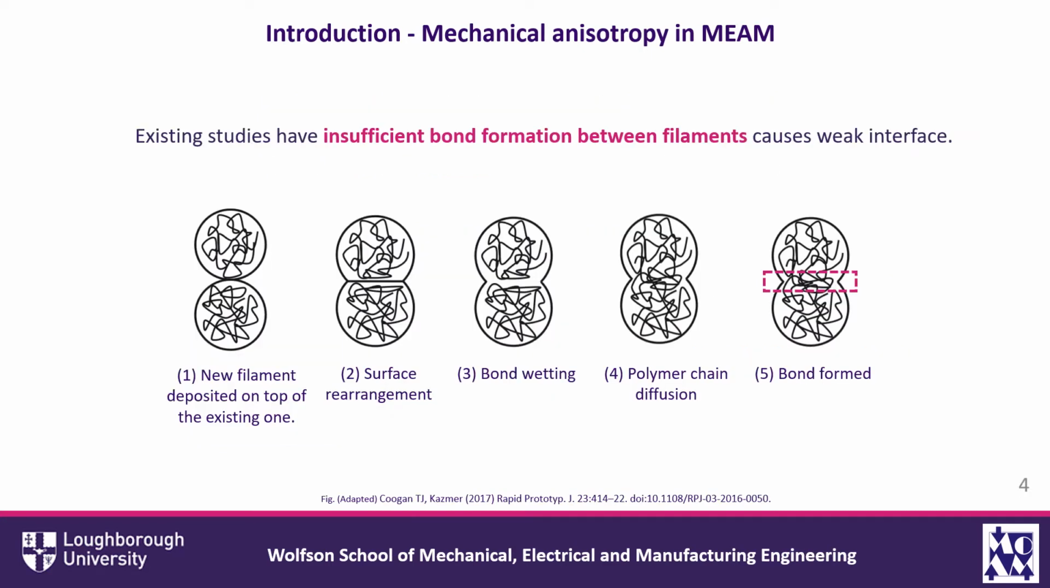Many of the existing studies have cited that an insufficient bond formation between the filaments is the cause of mechanical anisotropy in material extrusion additive manufacturing. As this diagram demonstrates, the bond formation begins by the deposition of one filament on top of an existing filament. We then see a surface rearrangement, followed by a bond wetting stage. We then see the diffusion of polymer chains across the interface, which results in the formation of the bond.